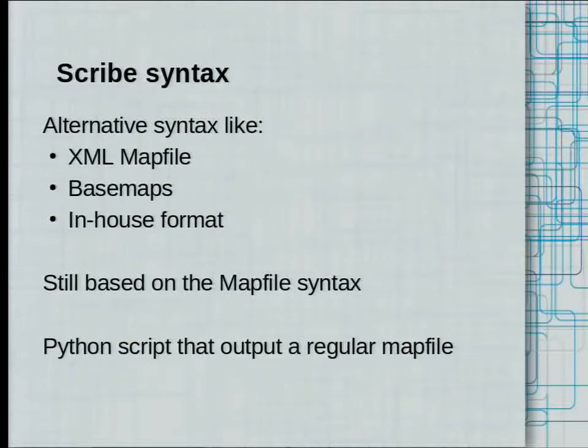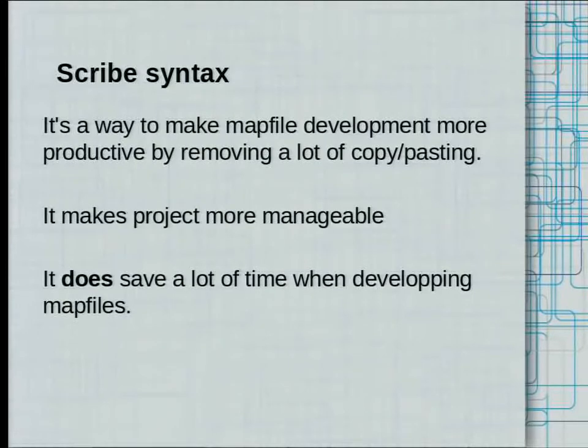Scribe syntax in itself is an alternative syntax to the mapfile syntax, like XML mapfile, like Basemap, or like any in-house format that you store in a database or something. It's still based on the mapfile syntax, so you have to know the mapfile syntax to be efficient with the Scribe syntax. It's just really a Python script that runs and gives you a real mapfile at the end. Scribe is a way to make mapfile development more productive by removing a lot of copy-pasting. It makes projects more manageable, and it does save a lot of time when developing mapfiles.